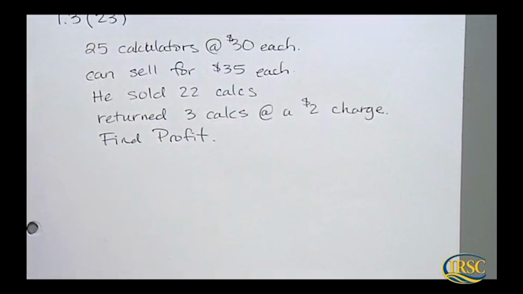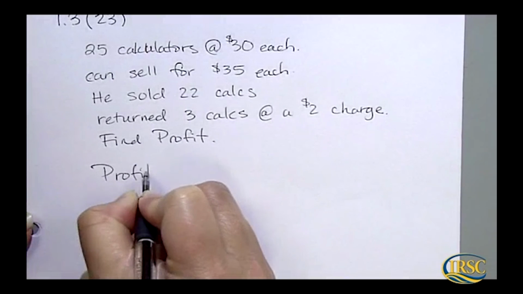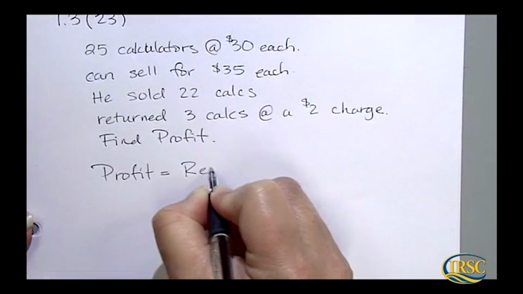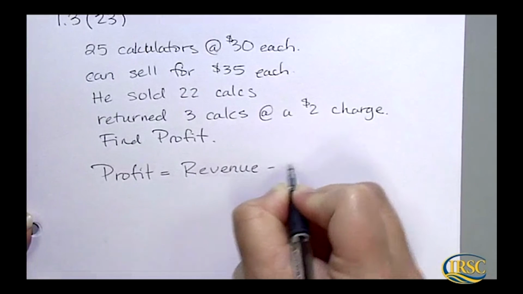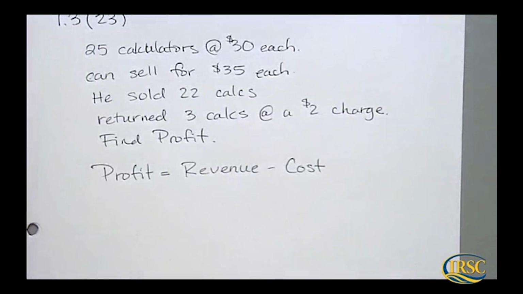Okay, so first of all, you have to understand what profit is. If you don't understand that, it's going to be very difficult to solve the problem. Profit equals revenue minus costs. Revenue is the amount of money that the store owner brings in, and cost is what he paid for all of his merchandise.